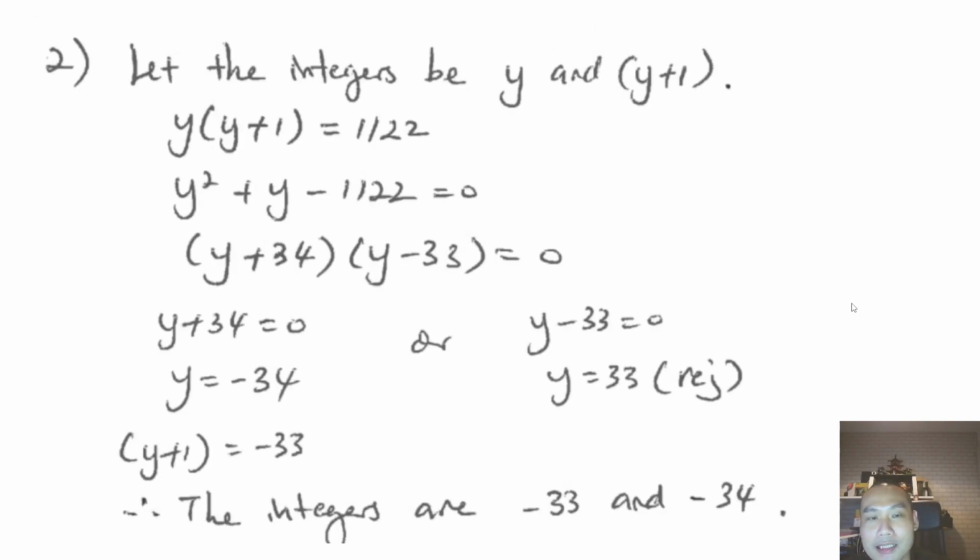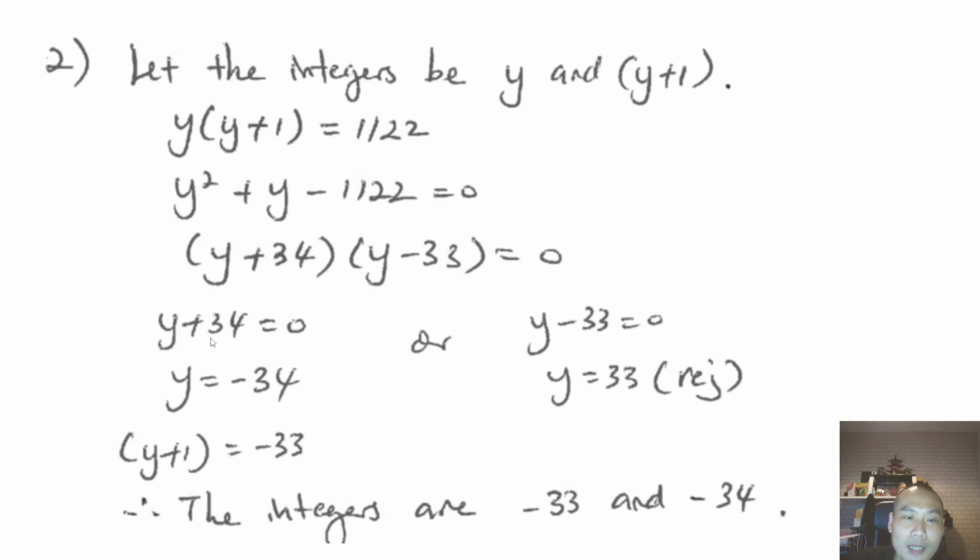The integers, let's define them first. So let the integers be y and y plus 1. Again, we know that the product, when we multiply them together, should be 1122. So let's put them together, expand it. This is what we have. Once again, this particular question, we can factorize, right? So when we factorize, we have y plus 34 times y minus 33 equals 0.